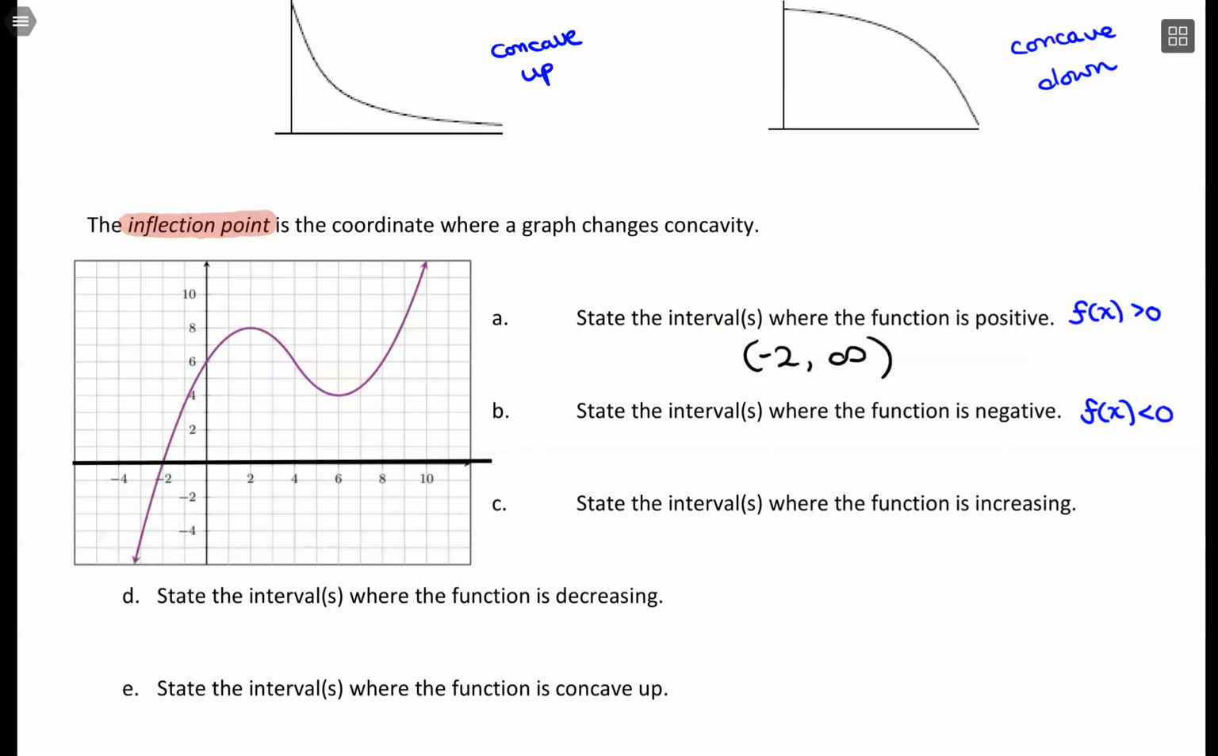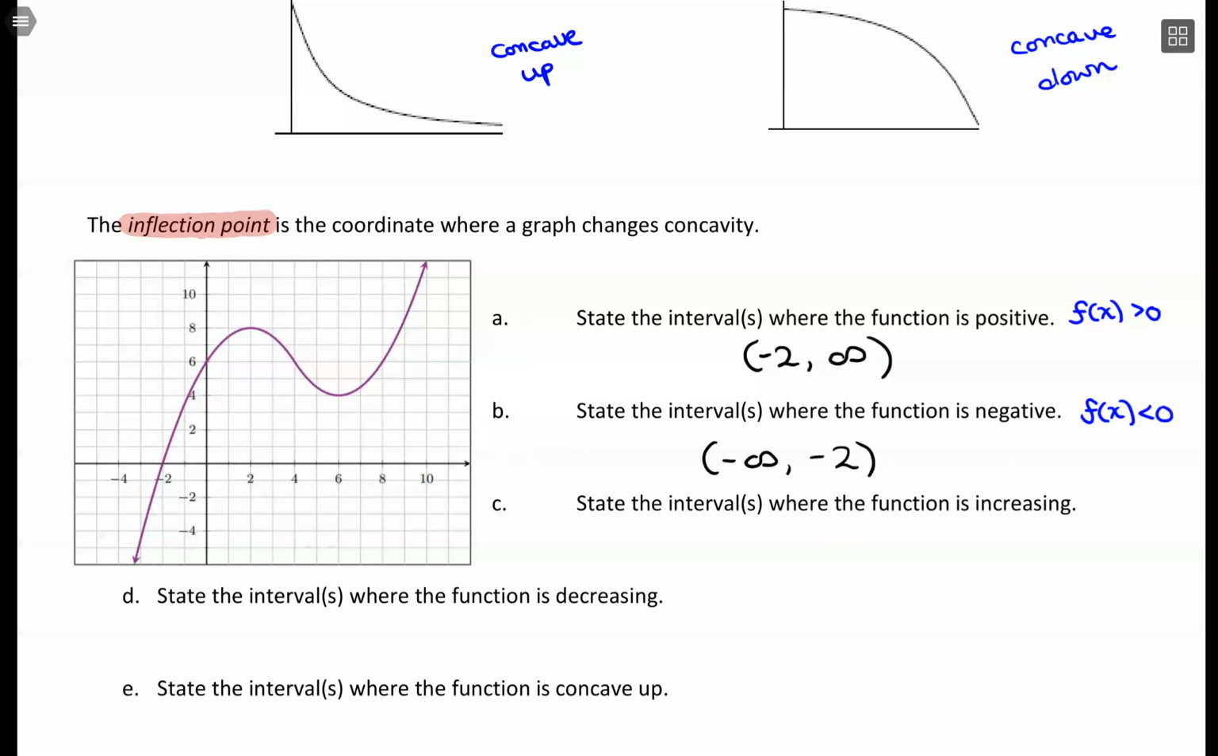Then for where a function's negative, well, that's everything over on this left-hand side of -2. So -2, we switch from negative to positive. So our function is negative when x is negative infinity up until -2. So we're going to have negative infinity up to -2.